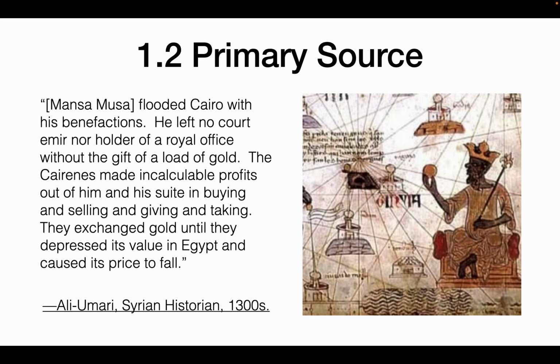We're going to start with the primary source from Ali Umari, a Syrian historian from the 1300s, talking about one of the great West African kings, Mansa Musa, where he said Mansa Musa flooded Cairo with his benefactions. He left no court emir nor holder of a royal office without the gift of a load of gold. The Cairenes made incalculable profits out of him and his suite in buying and selling and giving and taking. They exchanged gold until they had depressed its value in Egypt and caused its price to fall.